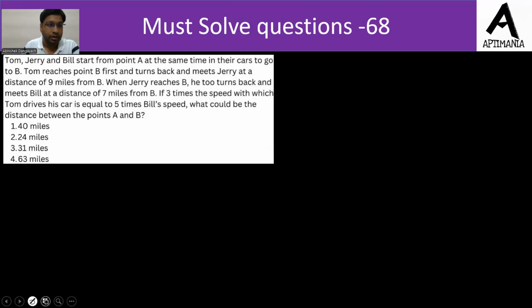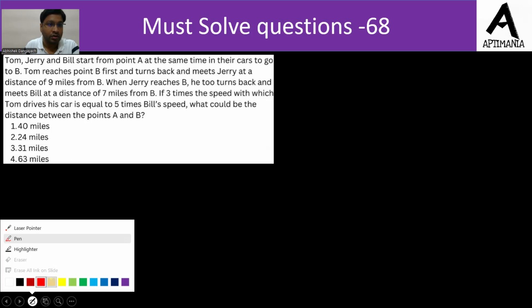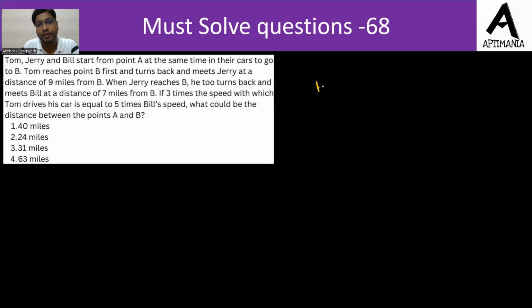Okay, so let us try to figure out कि किस तरह से हम इसको solve कर सकते हैं. So we have 2 points A and B. So this point A, this point B. Let the distance between these 2 points be D kilometers, right? And we have three members. So we have Tom, Jerry, and Bill.